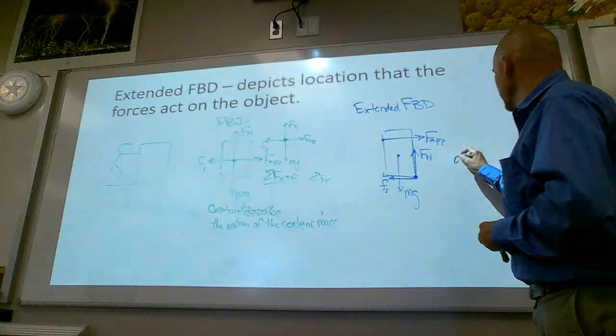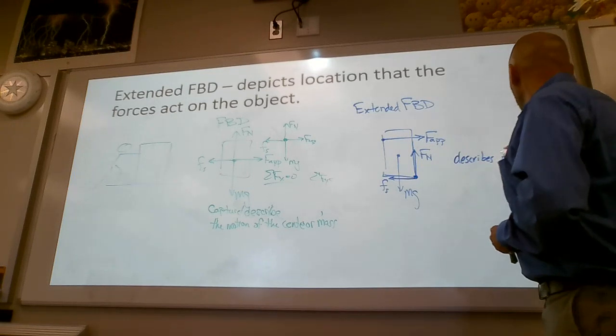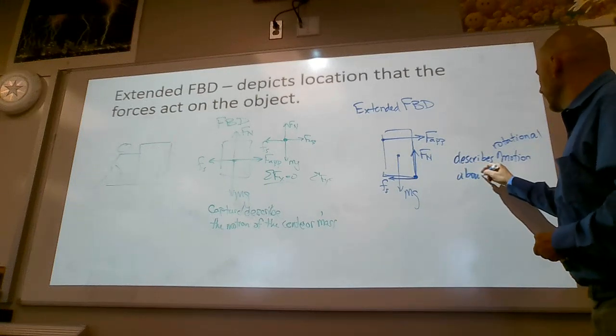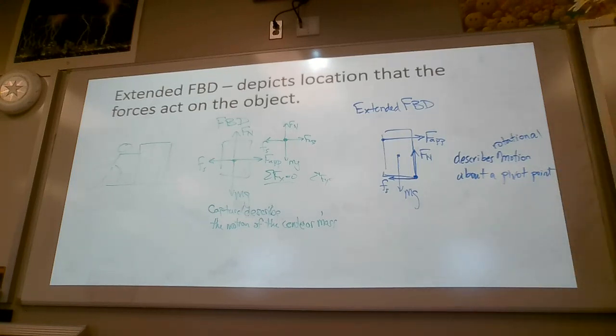Okay, so this describes rotational motion about a pivot point. And sometimes that's the center of mass, sometimes it's not, depending on how we do it. Okay? But the green is always true. I don't care what your scenario is, you can draw a normal free body diagram and come up with good conclusions based off of that. It might not be all the conclusions that you need, but still valid. Okay.